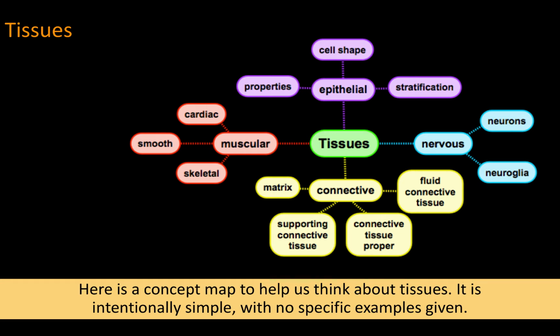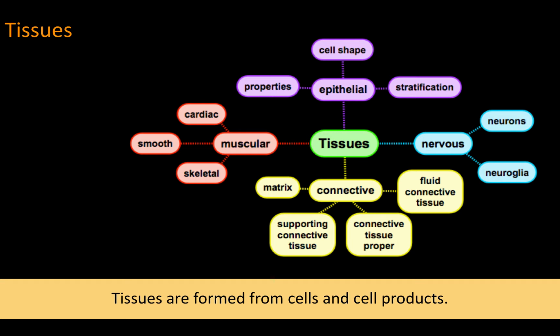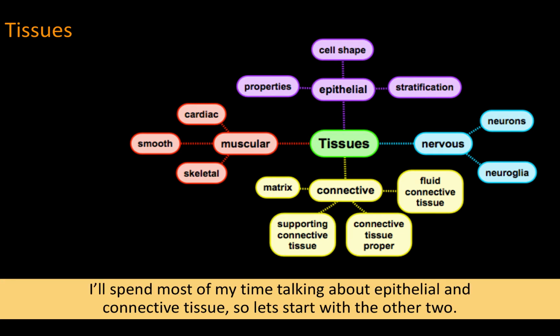Here's a concept map to help us think about tissues. It is intentionally simple, with no specific examples given. Tissues are formed from cells and cell products. There are 4 basic tissue types. I'll spend most of my time talking about epithelial and connective tissue, so let's start with the other 2.